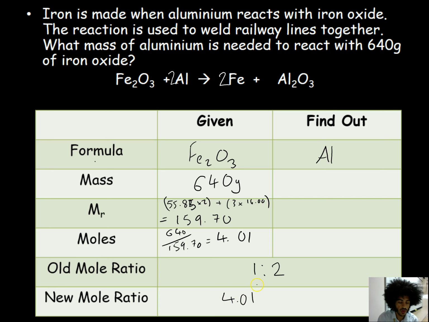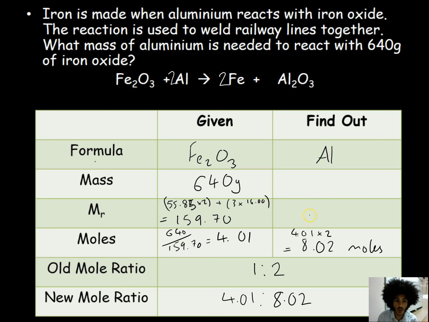So to work out the new ratio, I need to double that because it's a 1 to 2 ratio. So I'm going to times what I did earlier by 2, and it happens to be 8.02. So my new mole is 8.02 moles. Always quite good to show the working there, so you might as well write 4.01 times 2 equals that. That's a good step to show.